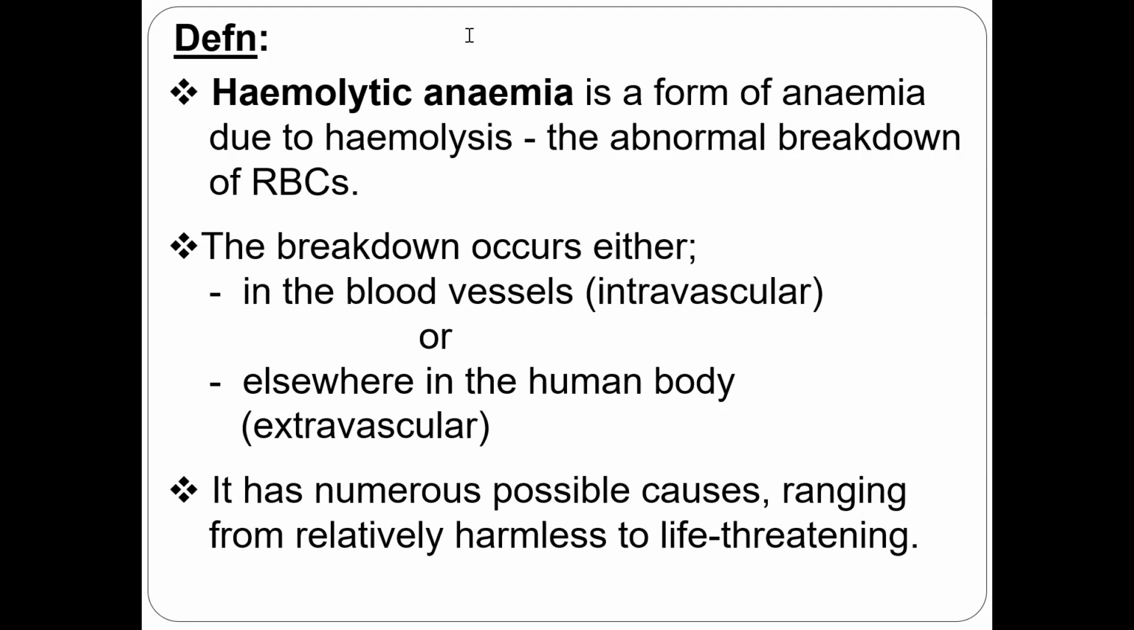This hemolytic anemia has numerous possible causes, and these range from harmless to life-threatening. So therefore, the anemia that can occur could be mild, could be moderate, or could be severe. If it's mild, it's harmless. Moderate can be harmless or more than harmless, and life-threatening is the severe type. And hemolytic anemias are about 5% of all anemias. Okay.